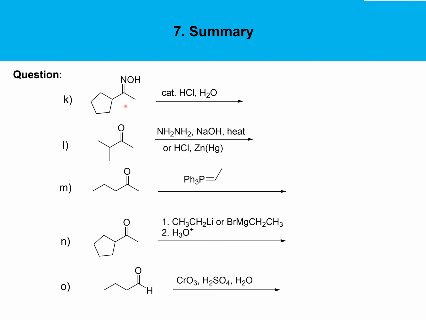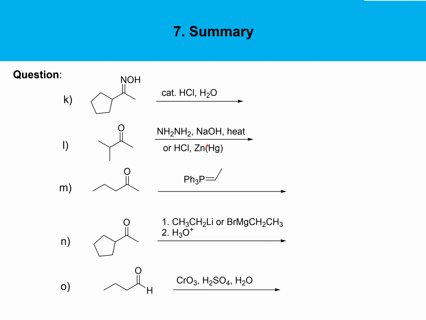In the first reaction here, we're starting with an oxime, which is a product of an addition of hydroxylamine to a ketone. Here we're looking at the reversal of that reaction. So this oxime, we're going to add HCl and water. In the next reaction, we have a ketone and we're going to add hydrazine. But this time we're going to do it under basic conditions and we're going to heat it up. So this is an example of the Wolff-Kishner.